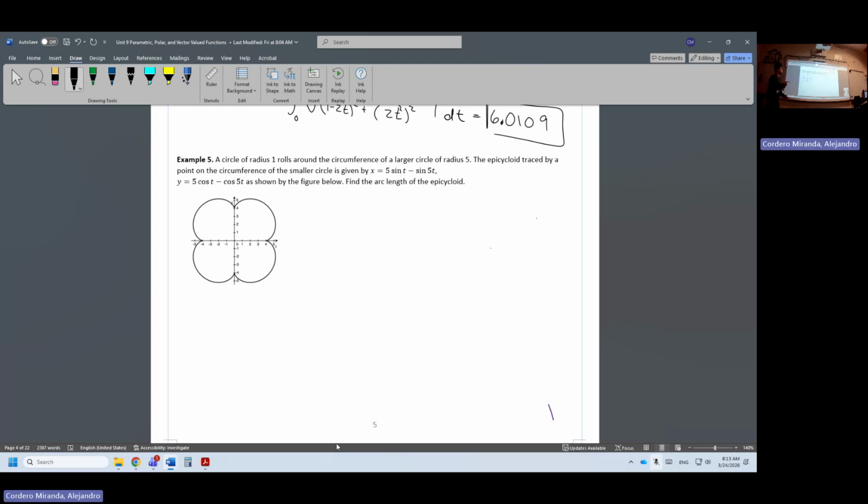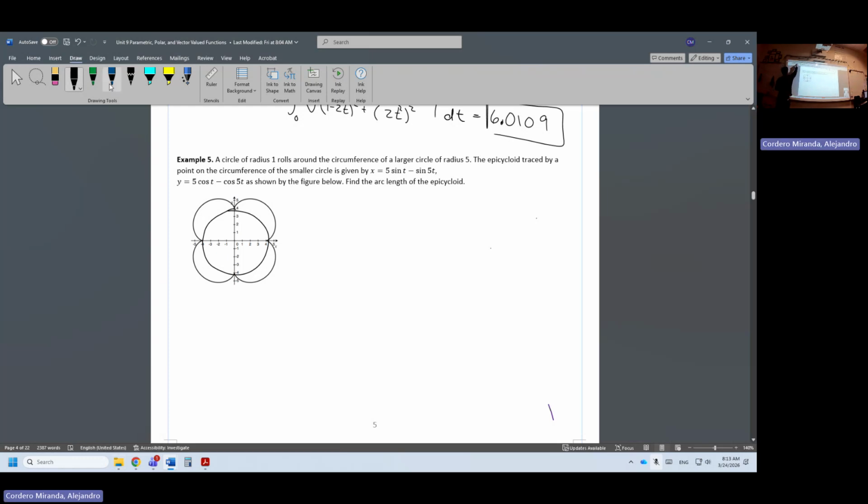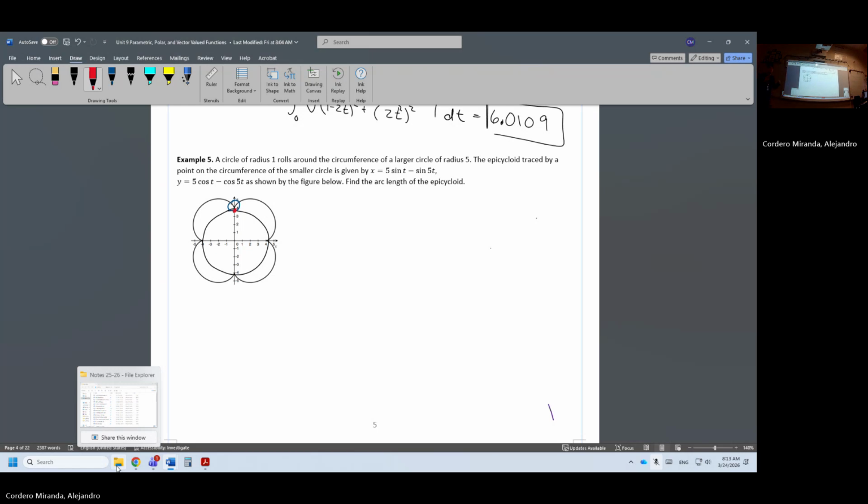If that was too many words, what's happening is, you don't have to draw this, but just so you understand, there's this big circle, which I think should say radius of 4. And then there's a little circle of radius 1, like that. And they're taking a point on there and tracing it as this blue circle rolls around the black circle. And apparently that's the shape that it made. Conceptually, you good on that?